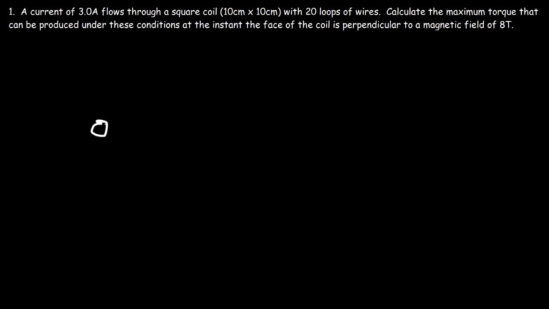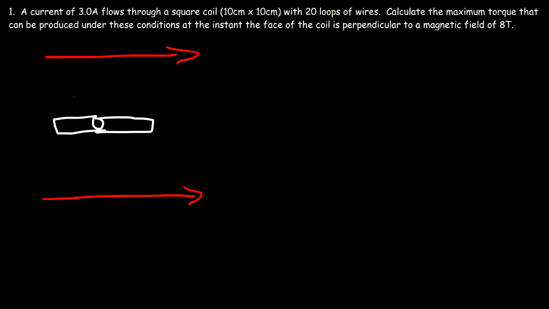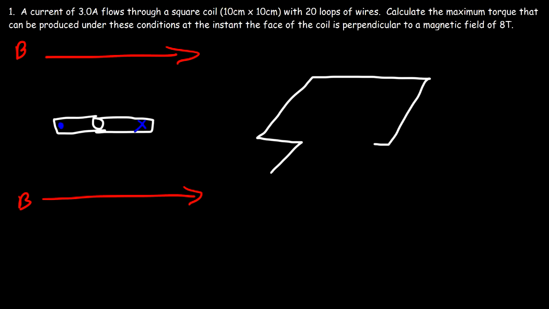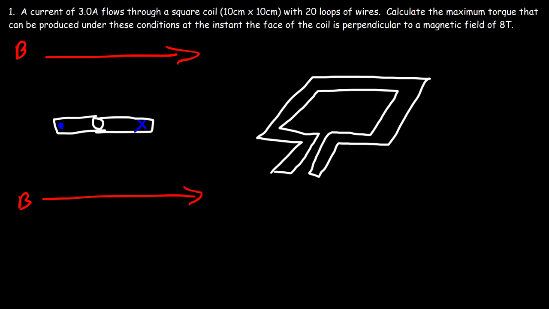So let's say this is the side view of the coil. And let's say we have a magnetic field directed east. And let's say on the left side, the current is coming out of the page. On the right side, the current is going into the page. And here's the side view of the coil. So this is for a single coil. On the left side, the current is coming out of the page, and on the right side, it's going into the page.